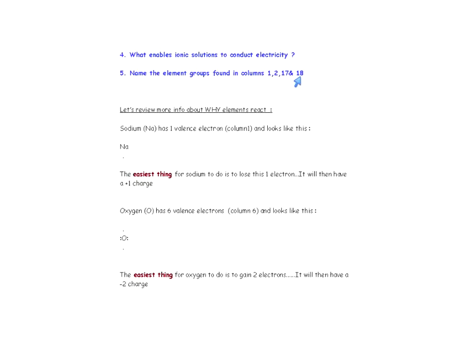All right, so guys, we're going to talk here just a little bit about why it is that elements react. So if we think about sodium, if we look on the periodic table, we see it's in column 1, so it has one outer electron, one valence electron, right? So it looks like this. So if you think about it, the easiest thing for sodium to do is to get rid of this electron, right?